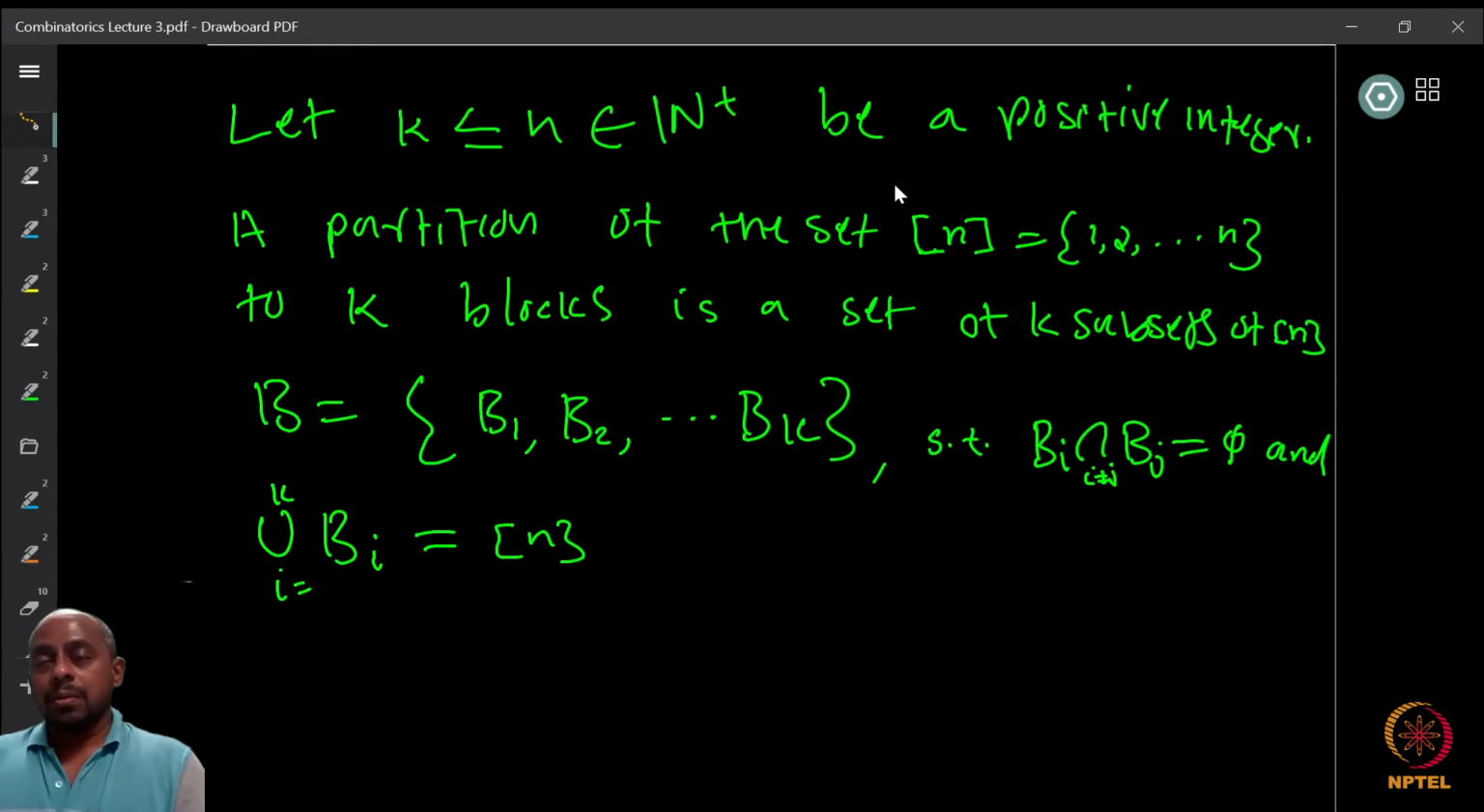And now we want to find the number of possible such partitions. The number of partitions of the set 1 to n into k blocks with this property. So we want to find out the number of such partitions. We want to count them. And if you just look at this definition, it will be very clear that the earlier question that we were looking at regarding the children sleepover party was precisely the same.